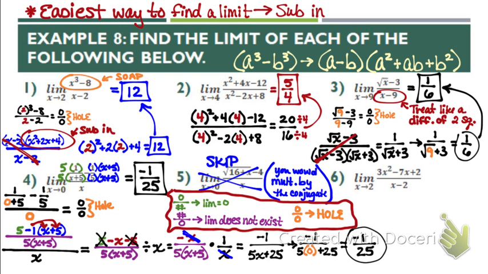Where are we able to find the limit on number 6? 5. Factor the numerator. There is a factor that cancels, and then you substitute in.